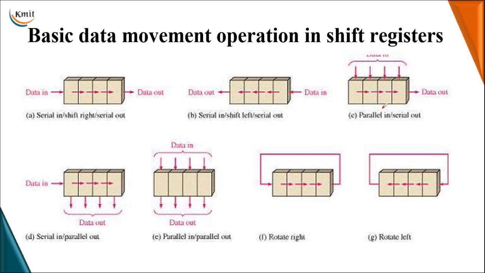Next, parallel in, serial out shift register. Now each block is treated as one flip flop. So you're giving the input parallelly to all the flip flops. Upon loading the data into the register, you can collect the data bit by bit in a serial manner. Hence it comes as parallel in, serial out. Next, serial in, parallel out. Upon loading the data serially into all the flip flops, you can then obtain all the data bits using only one clock signal.